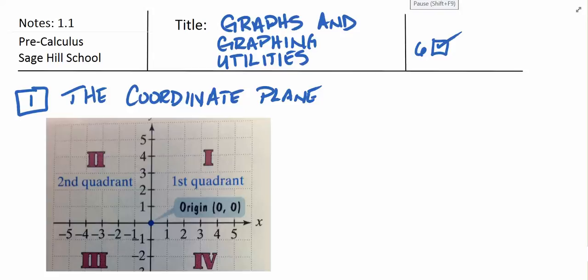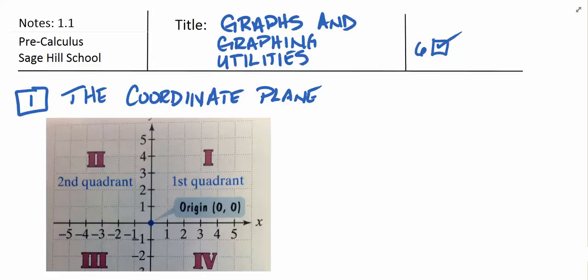Okay, it feels like we're going backwards because we started in chapter 10, but it's just how we want to present things in pre-calc this year. So let's go into chapter 1, 1.1. The title for us is Graphs and Graphing Utilities, so I'm going to show you some things on the graphing calculators today, so make sure you have access to that.